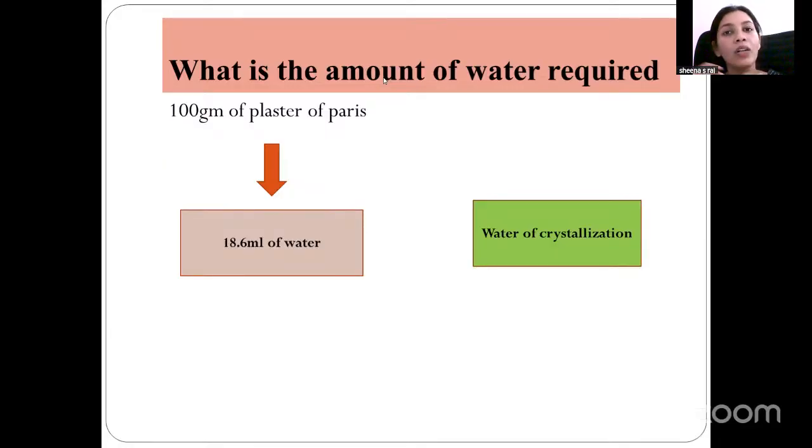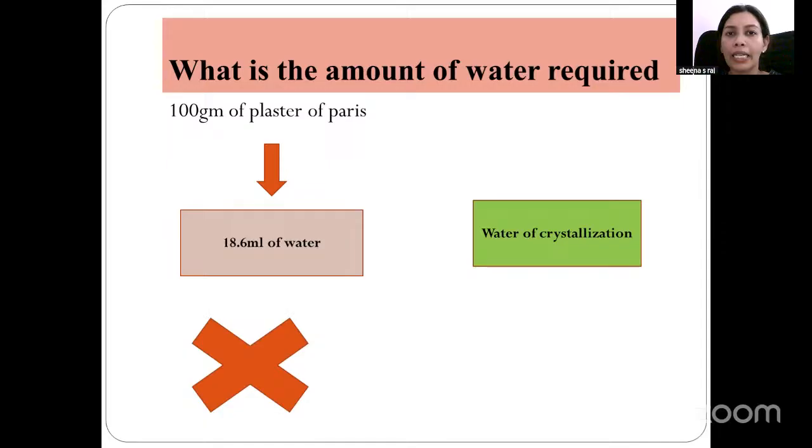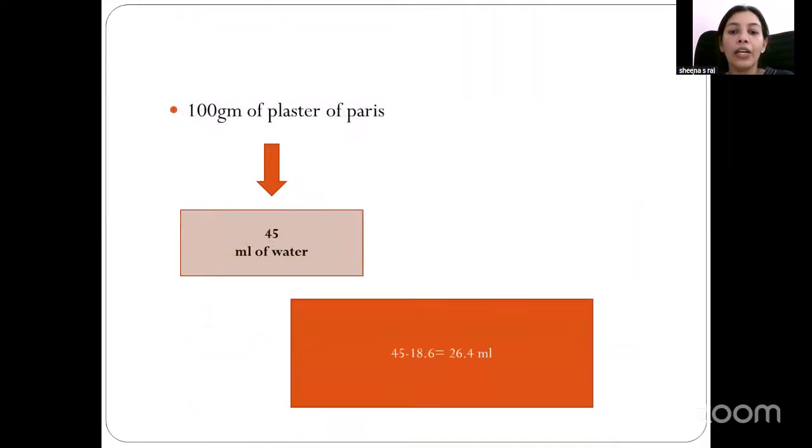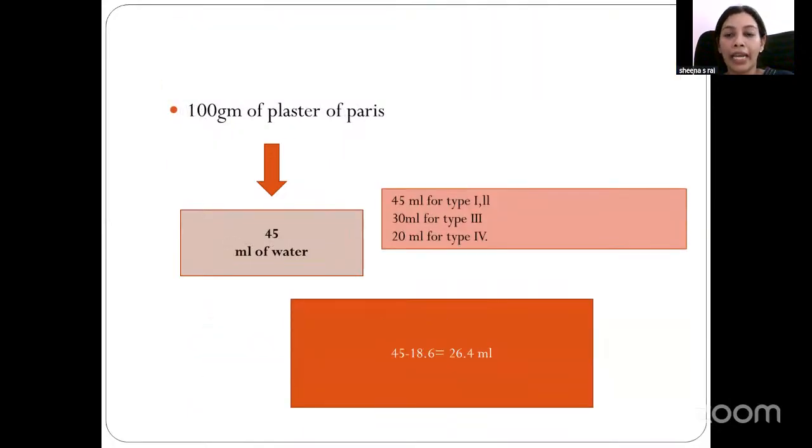Now there is something called water of crystallization. For that, more water is actually required. It is not 18.6. Just keep in mind, for 100 gram of plaster of Paris, we need 18.6 ml of water. But there is something called water of crystallization, where we need more water. You have to box this in your mind.